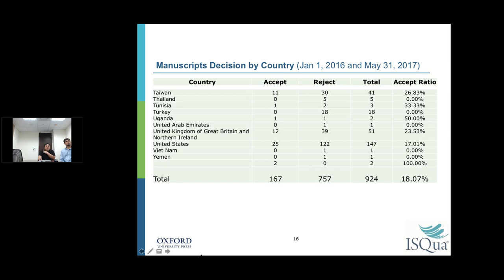So the general acceptance rate is about 18%. This is the general statistics for the past 17 months: 924 papers were submitted and 167 accepted. So it is quite a high rejection rate. But again, we want to ensure that all the papers that are accepted are of very high quality.